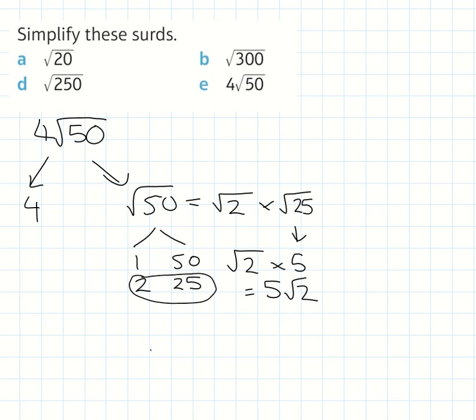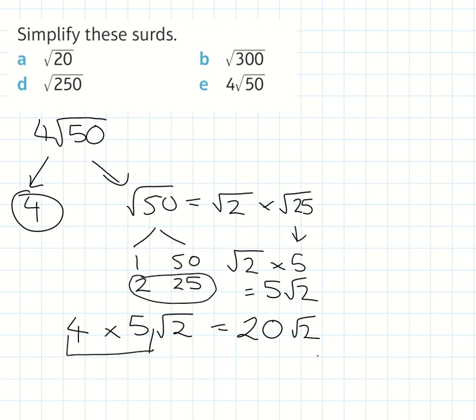Now, normally we'd stop there, but we've got this 4 that we haven't touched yet. And this is essentially going to be, we've got 4 lots of 5 root 2. And all we do here is we're going to multiply the two terms at the front together, which will give us 20 root 2. And that's how we simplify surds.